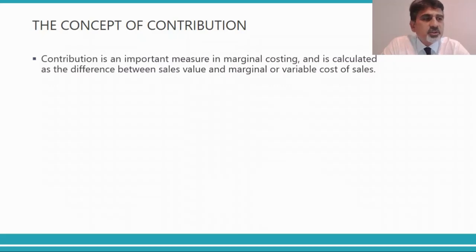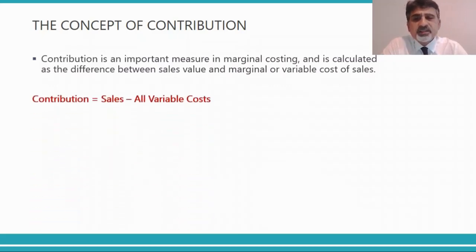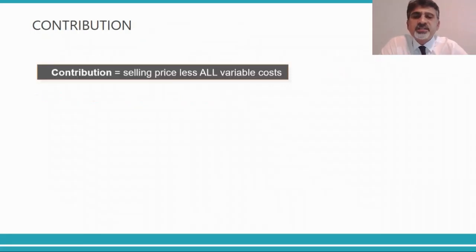What is contribution? Contribution means selling price minus all variable cost: direct material, direct labor, variable production overhead, and also variable selling cost. Now you should remember, contribution does not mean sales minus variable production cost. Contribution means sales minus all variable cost. So whatever variable costs you have, maybe they are production, maybe they are non-production. Contribution is selling price less all variable costs.